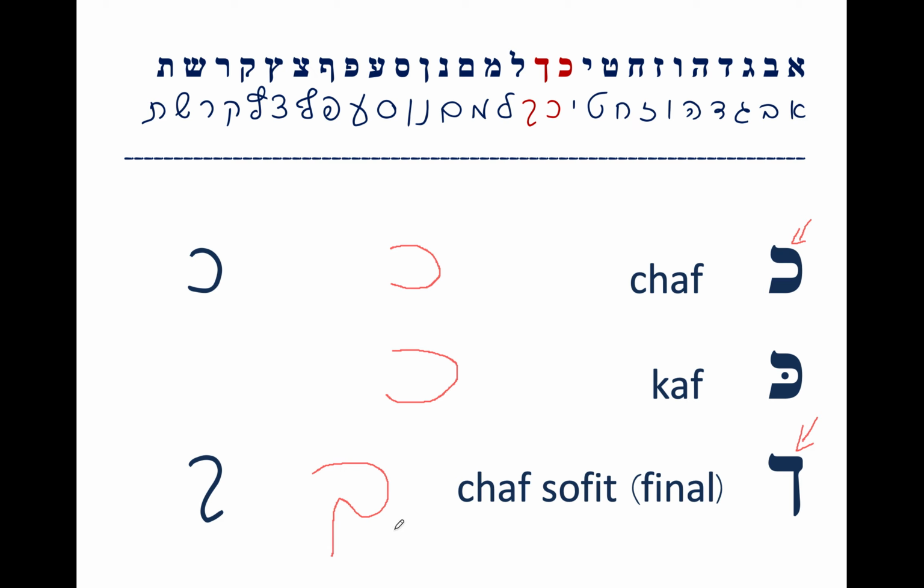Now make sure when you write chaf sofit, if this is your line, chaf sofit should be going down a little bit like this. Okay, so that's chaf sofit, and you can see this part goes down. So again, chaf sofit. If it's not going to go down this line, then really it's going to look like bet. So you want to make it different.